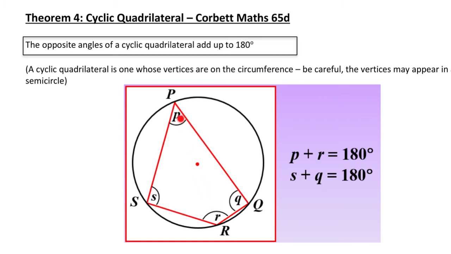So the relationship between the opposite angles of a cyclic quadrilateral, so a quadrilateral where all 4 points are on the circumference, they add to 180 degrees.